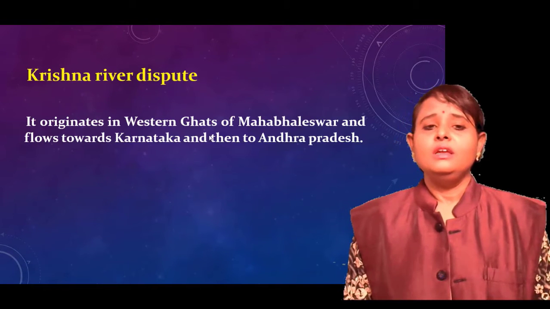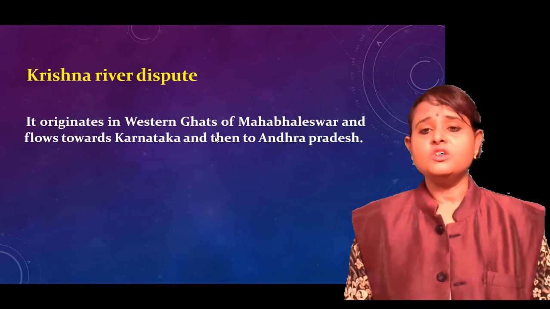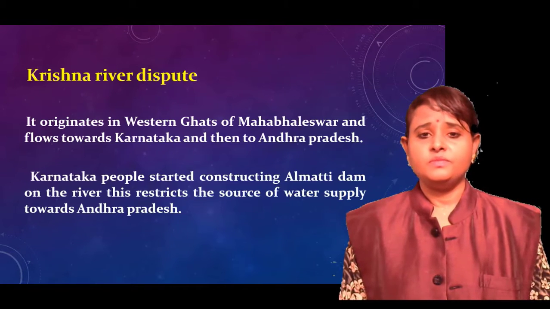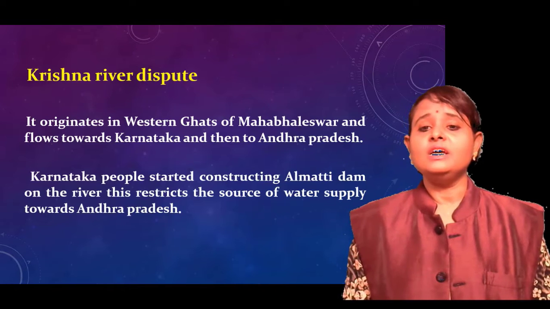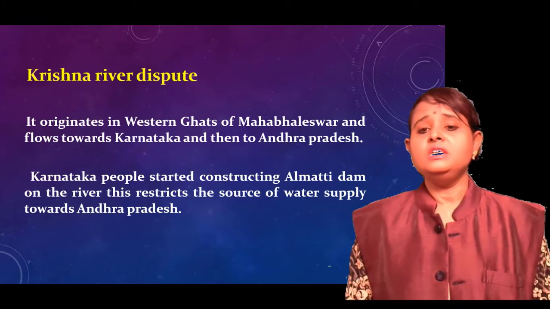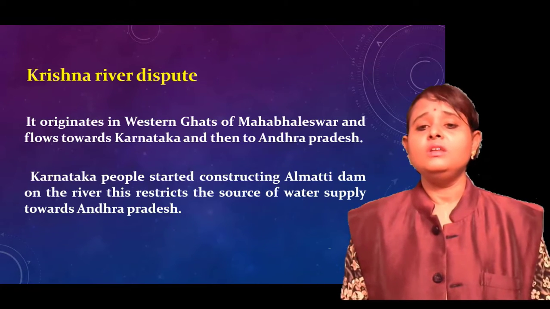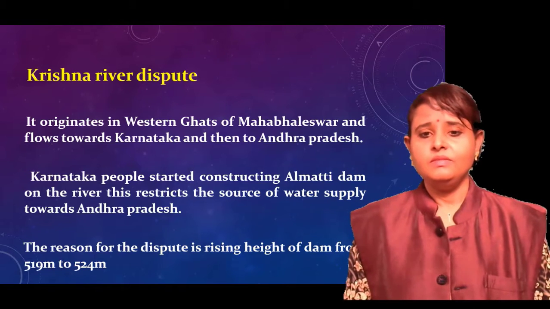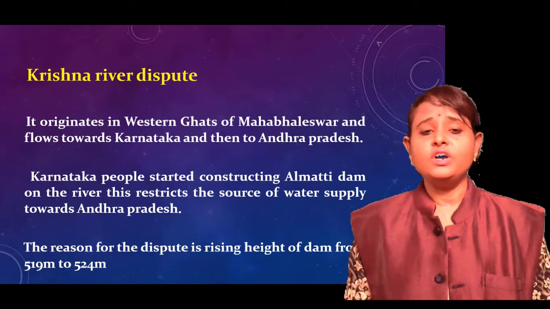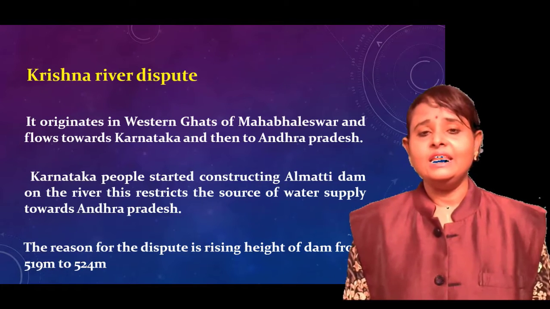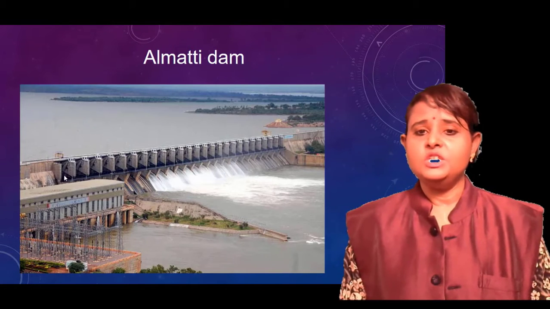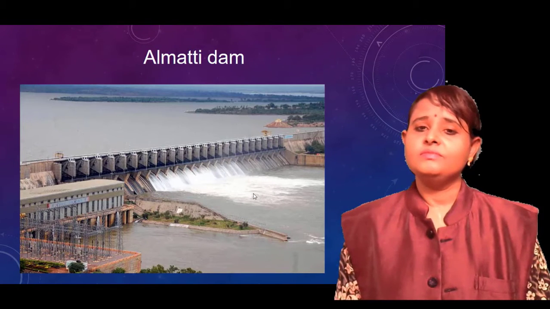You can write, the Krishna River originates in the Western Ghats of Mahabaleshwar and flows towards Karnataka and to Andhra Pradesh. The Karnataka people started constructing Almatti Dam, and without any intimation, they raised the height of the dam, so the water source is restricted to Andhra Pradesh. See, 519 to 524 meters. Like that they raised the height of the dam. Almatti Dam, you can see the picture of Almatti Dam here. Okay.